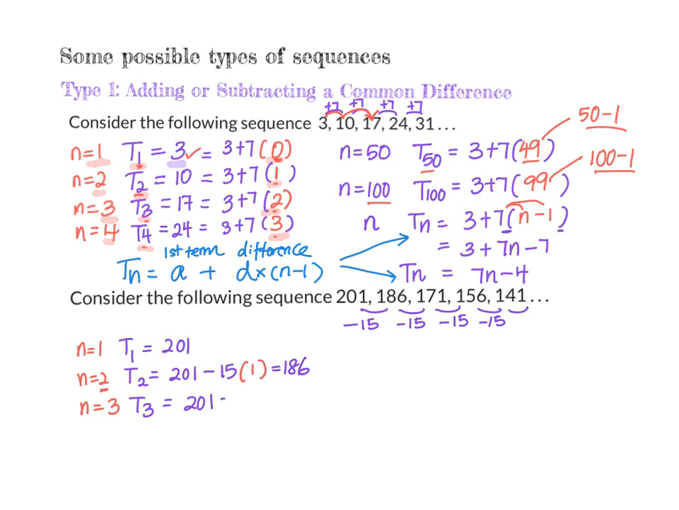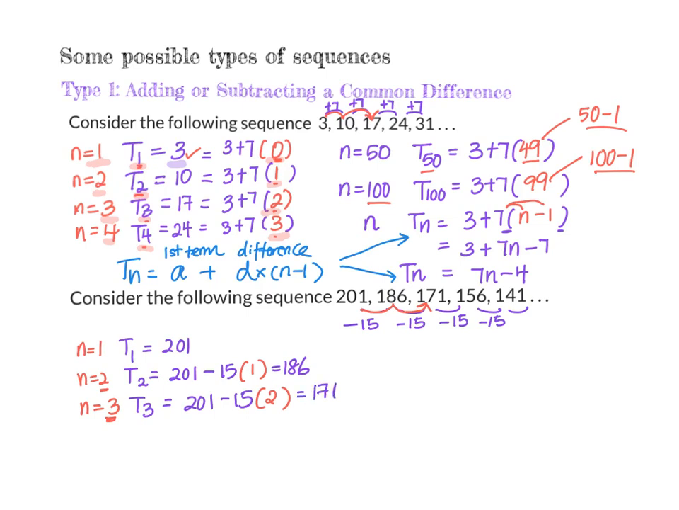Now, if I have n equals to 3, term 3, I will start from 201. I'm going to subtract 15, but how many times? When n is 3, term 3, I subtracted only 2 times. So to get to the third term, I skip, skip, I only do 2 times. So that gives me the number 171.